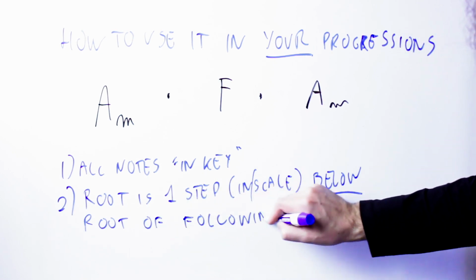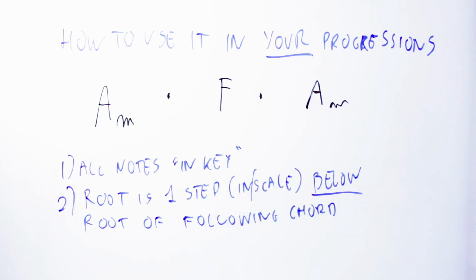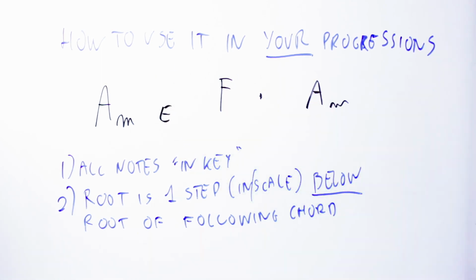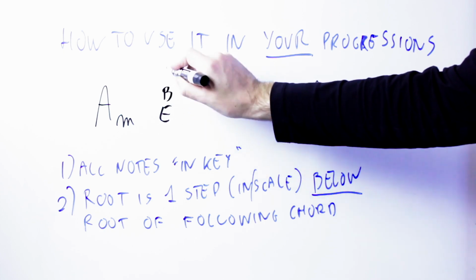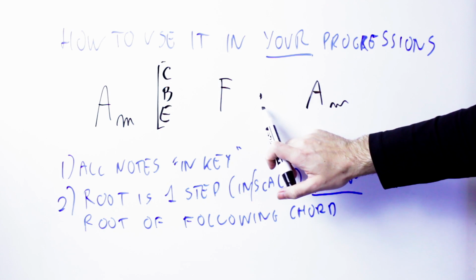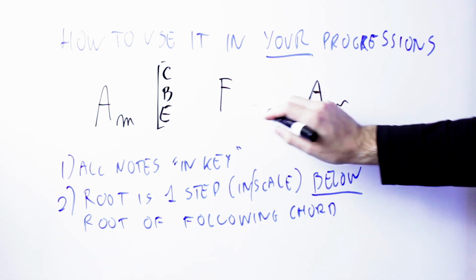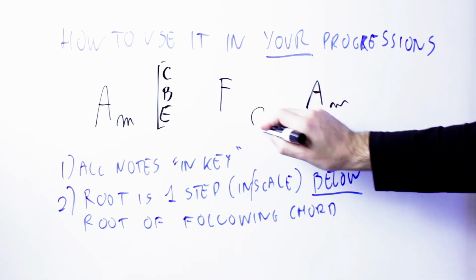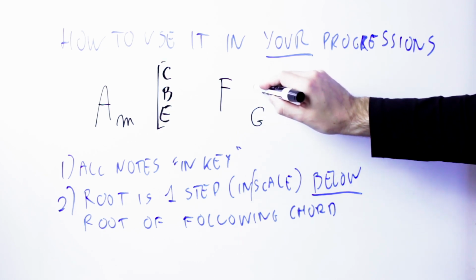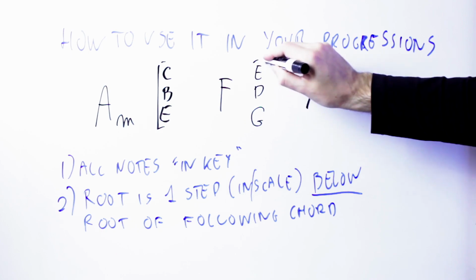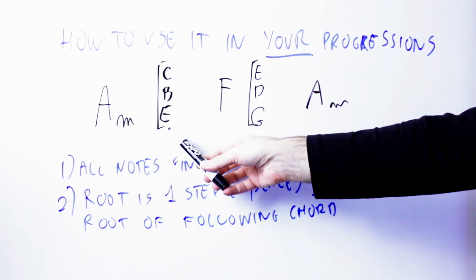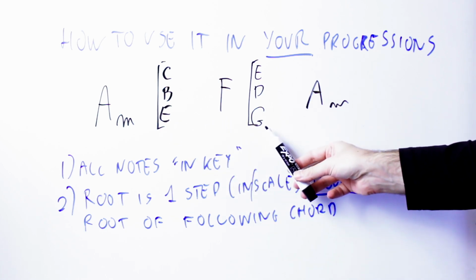So the chord I'm putting here between A minor and F is going to be 1 step in the scale below the F. So the root is going to be E. So I'm going to put an E 5-6 here. Next, between the F and my return to A minor, I'm going to put a 5-6 chord that has the root 1 step in the scale below A, which is G. I'm going to stay in the A natural minor scale here. So my chord progression is A minor, E 6-5, F, G 6-5.